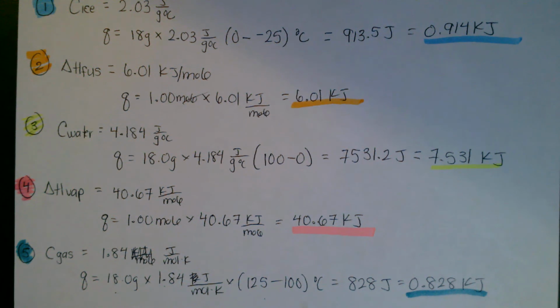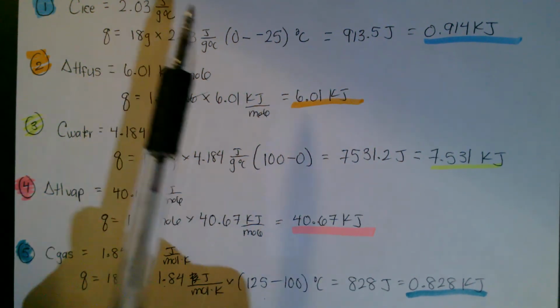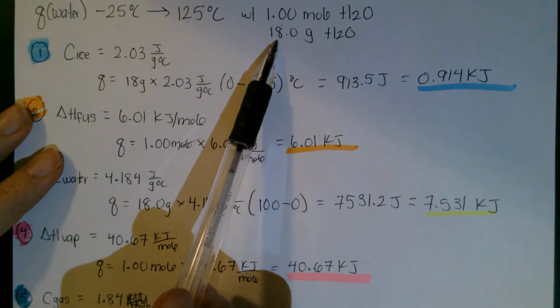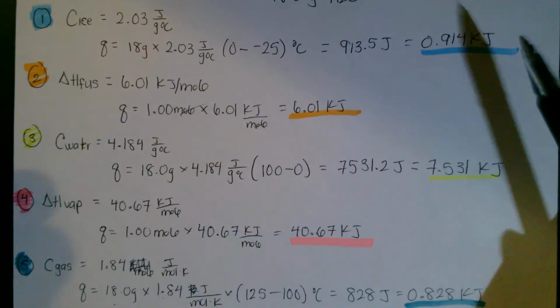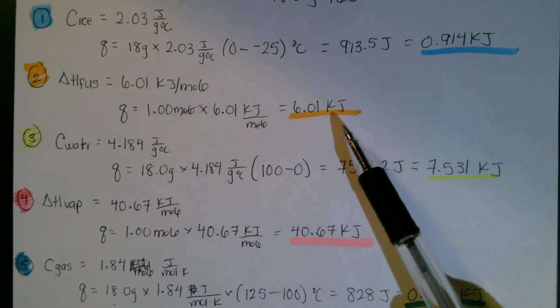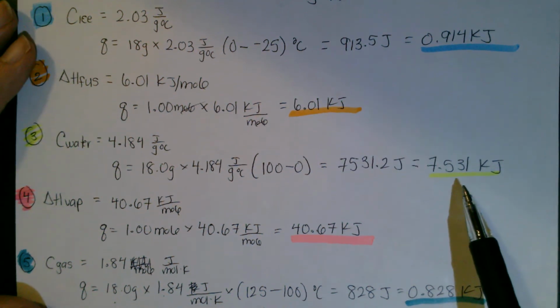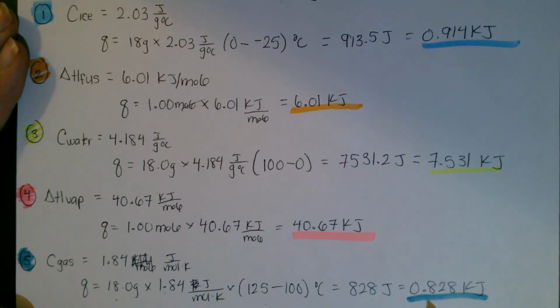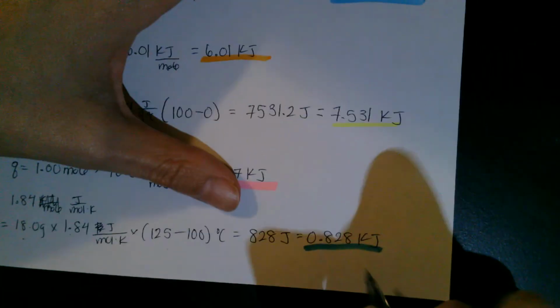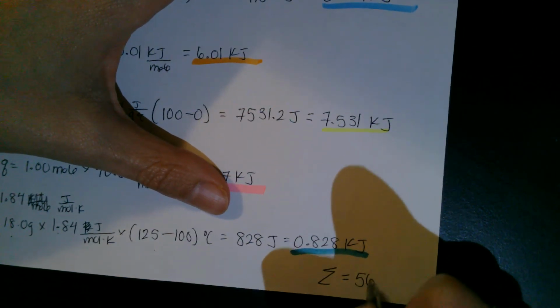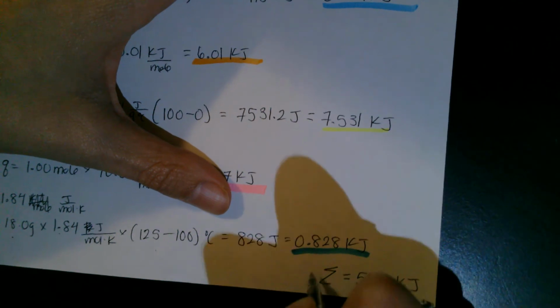Okay, so to find the amount of energy to go from, again, our negative 25 to our 125 for a mole of water or 18 grams, to find that total energy, we're going to add up the energy from each segment. So our 0.914 plus 6.01 plus 7.531 plus 40.67 plus 0.828. Okay, so if we sum all of those together, we get 56.0 kilojoules.